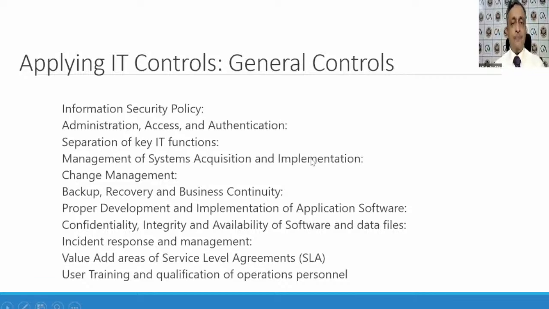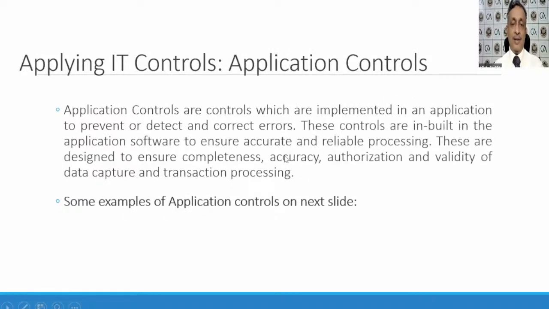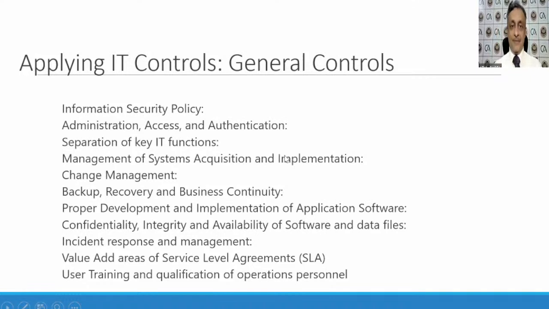Information security policy, administration, access, authentication, separation of key IT functions, management of system acquisition and implementation, change management, backup, recovery, business continuity, proper development and implementation of application software, CIA of software and data files, incident response. I'll be reading more: value added areas like service level agreement, user training. Okay. Now we'll take one by one.